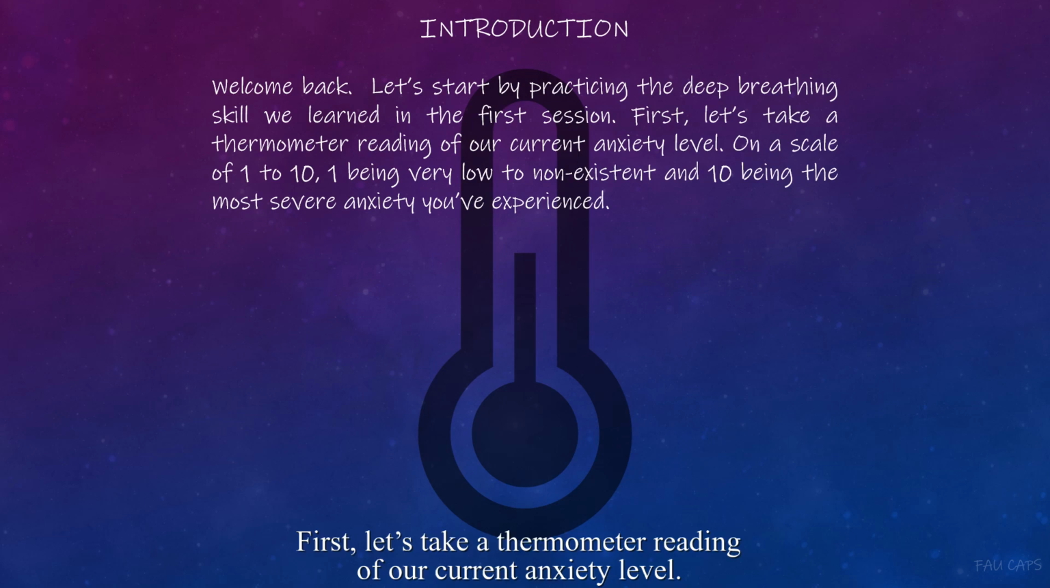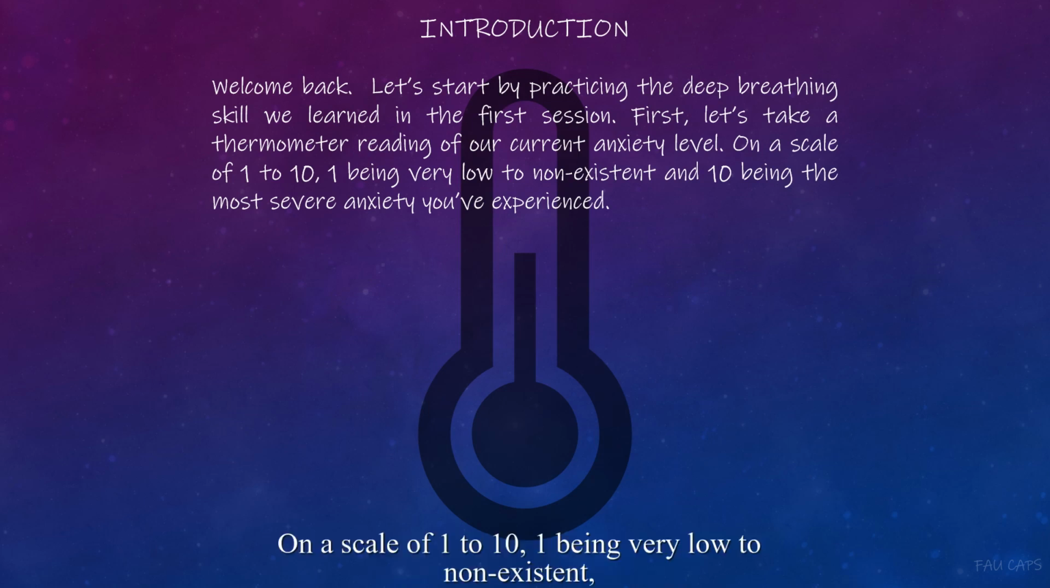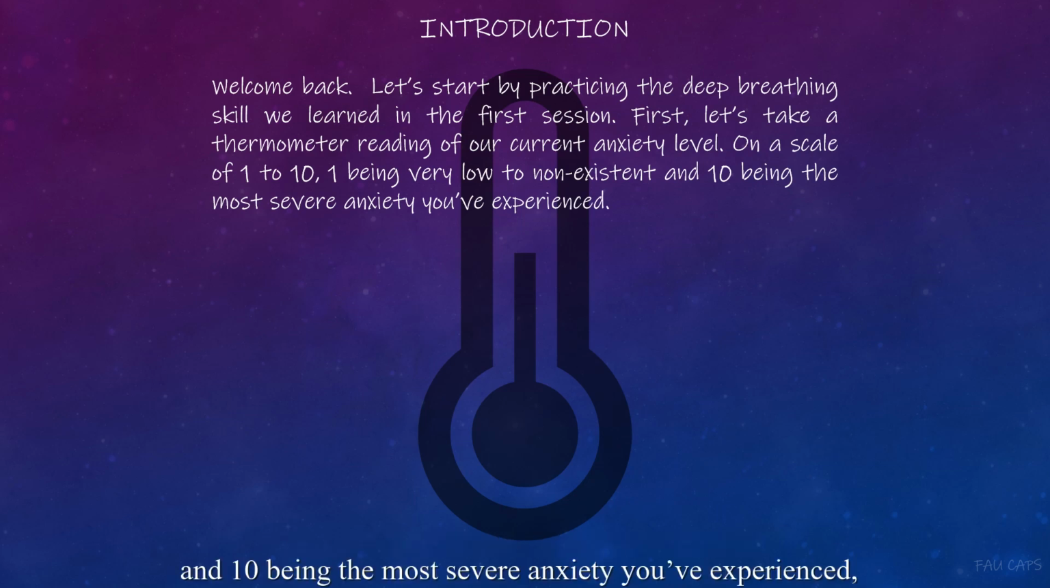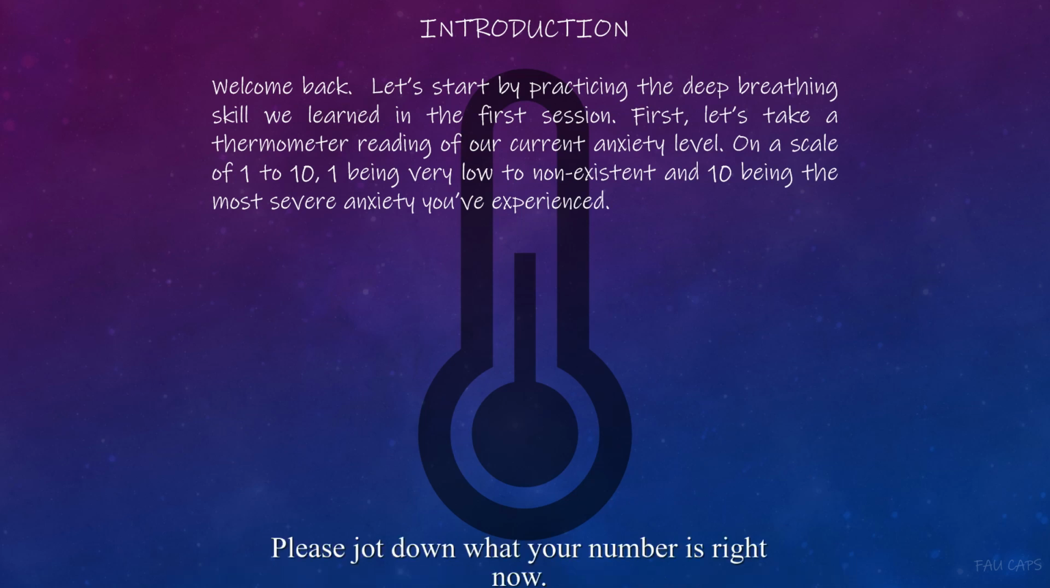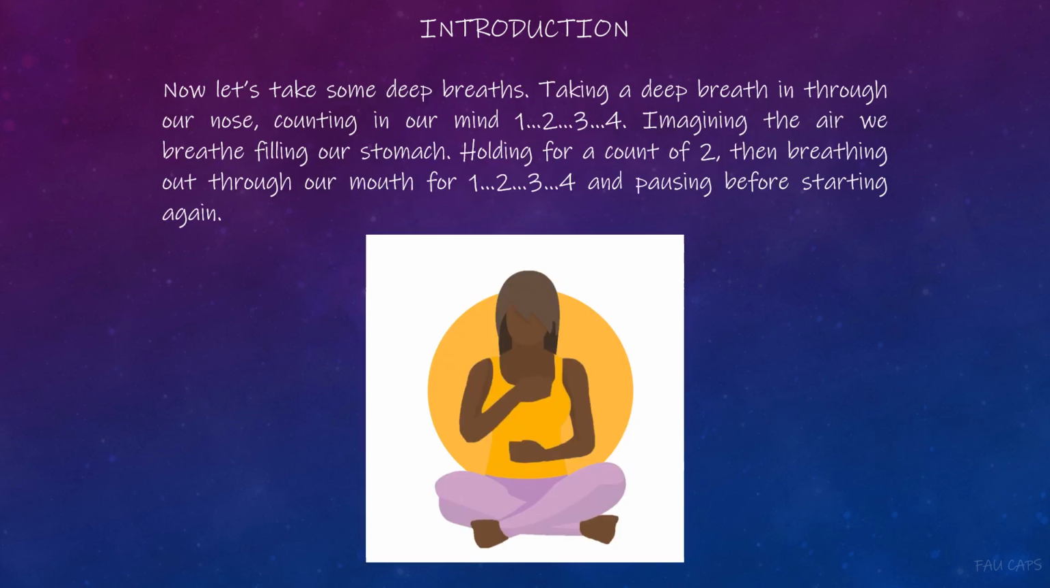First, let's take a thermometer reading of our current anxiety level. On a scale of 1 to 10, 1 being very low to non-existent, and 10 being the most severe anxiety you've experienced, where are you right now? Please jot down what your number is right now.